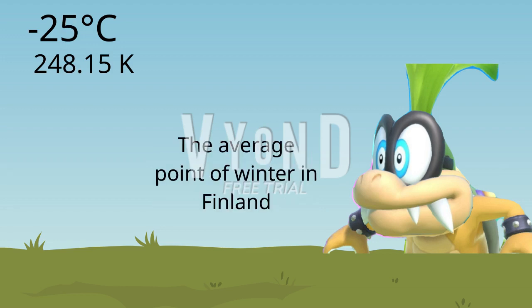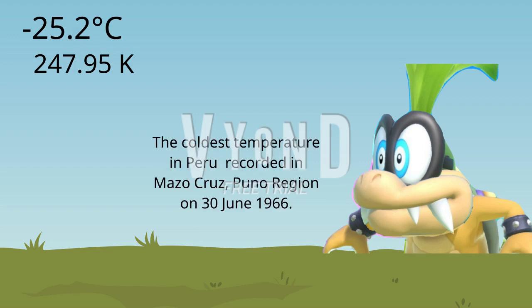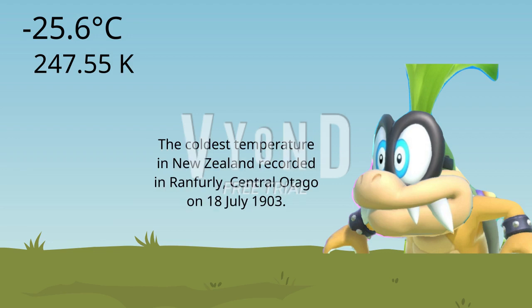The average point of winter in Finland is -25 degrees Celsius, or 248.15 Kelvin. The coldest temperature in Peru is minus 25.2 degrees Celsius, or 247.95 Kelvin, recorded in Mazo Cruz, Puno region on the 30th of June 1966. The coldest temperature in New Zealand is minus 25.6 degrees Celsius, or 247.55 Kelvin, recorded in Ranfurly, Central Otago on the 18th of July 1903.